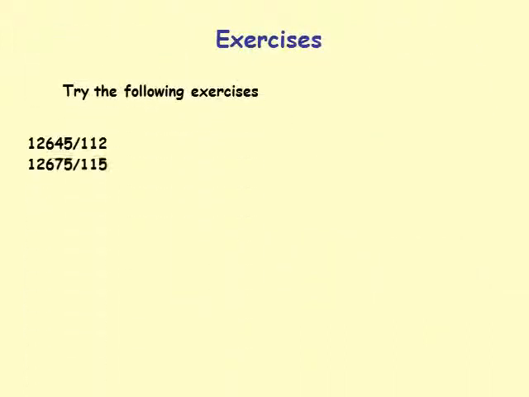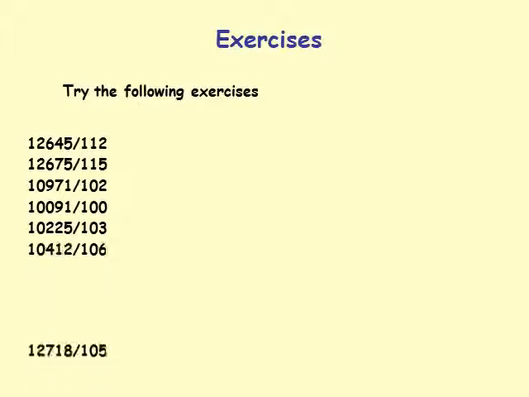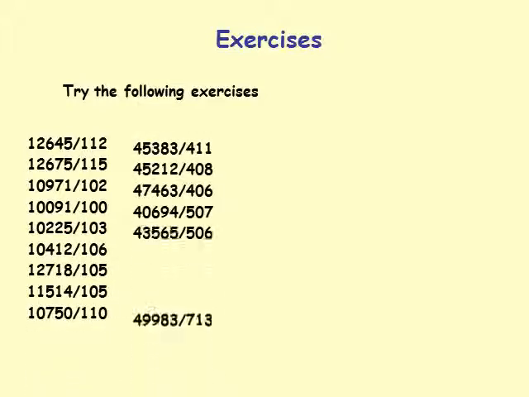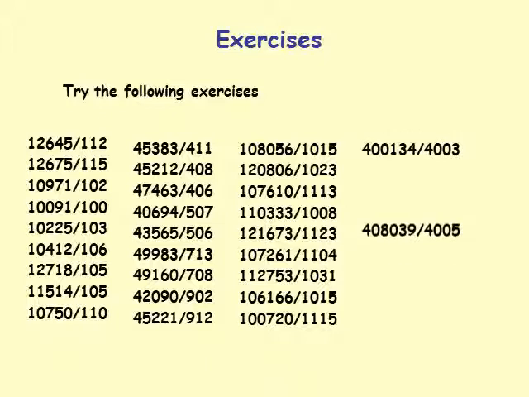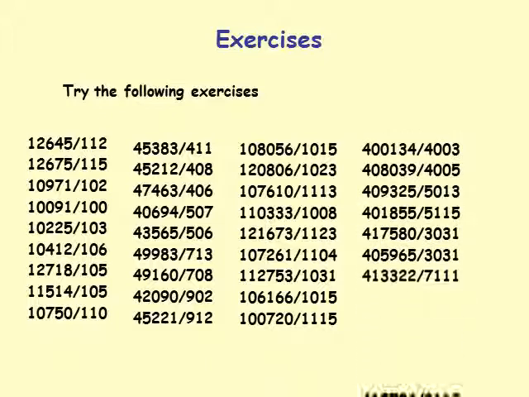Let's do some exercises now. Try the following: 12645 divided by 112, 12675 divided by 115, 10971 divided by 102, 10091 divided by 100, 10225 divided by 103, and some more. Now we are doing 4 digits.